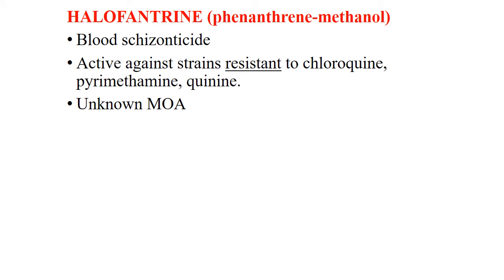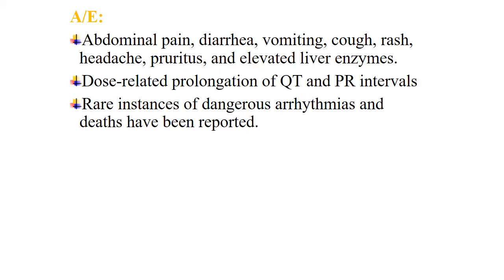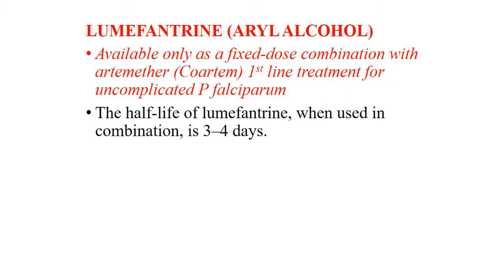Next drug is halofantrine. It is a phenanthrene methanol. It is a blood schizonticide. It is active against strains resistant to chloroquine, pyrimethamine, and quinine, but its mechanism of action is somewhat unknown. Adverse effects include abdominal pain, diarrhea, vomiting, cough, rash, headache, pruritus, and elevated liver enzymes. Dose-related prolongation of QT and PR intervals may occur. Rare instances of dangerous arrhythmias and deaths have been reported.